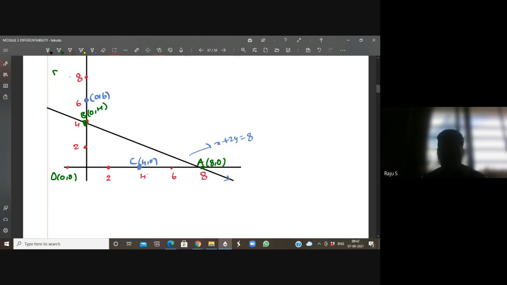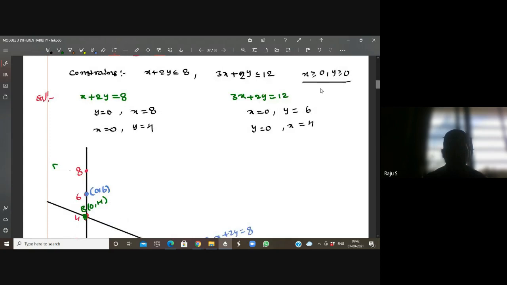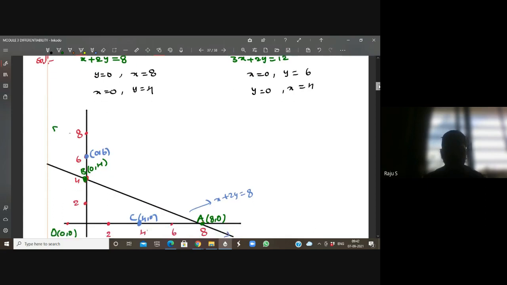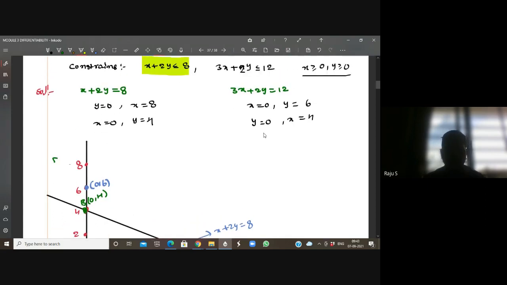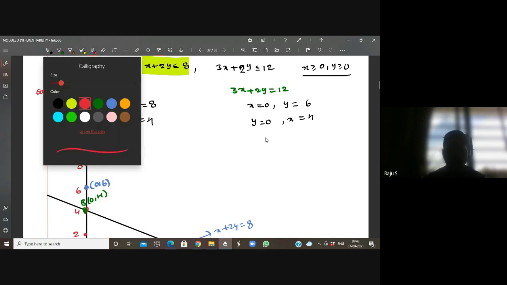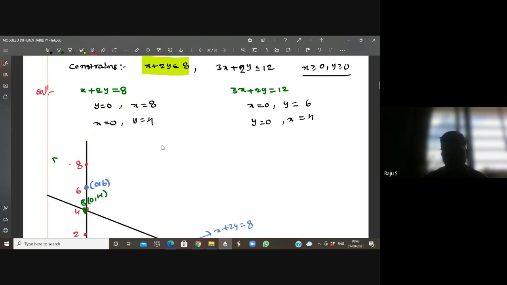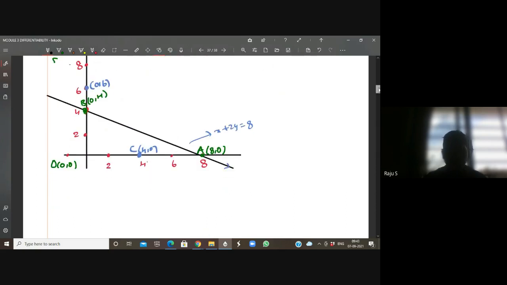Before that, I'm going to find the solution region for this. What is the constraint they have given? Inequality. This is x plus 2y equal to 8, and lesser than 8 also. I'm going to take x plus 2y lesser than 8. When I substitute 0 comma 0, I'm going to check whether 0 comma 0 is a solution or not. This line can divide the region into two parts.